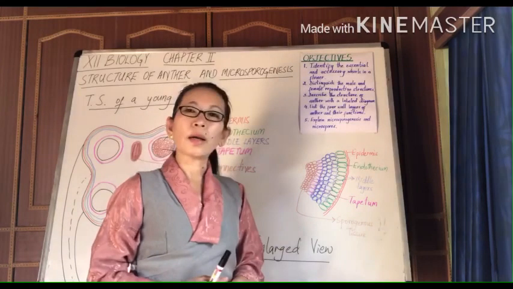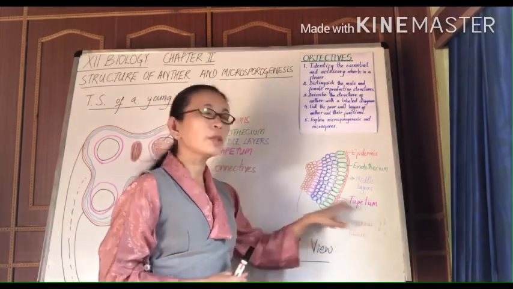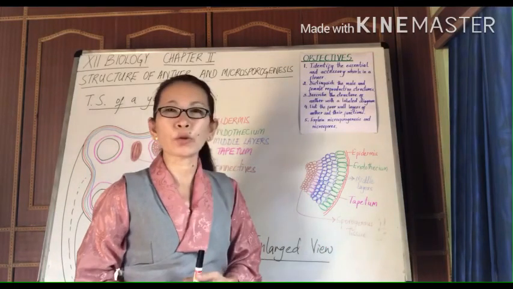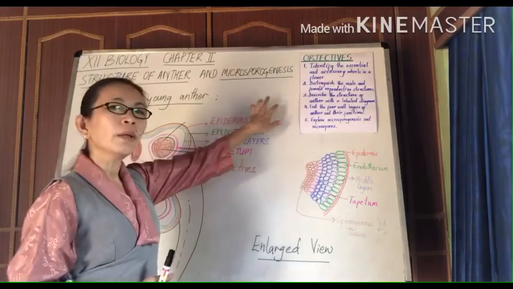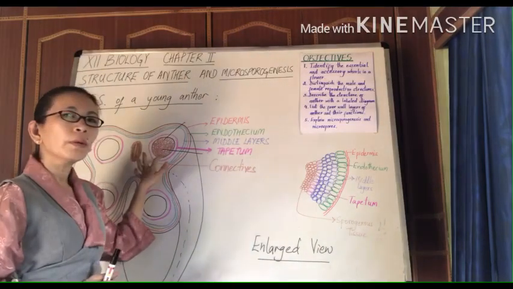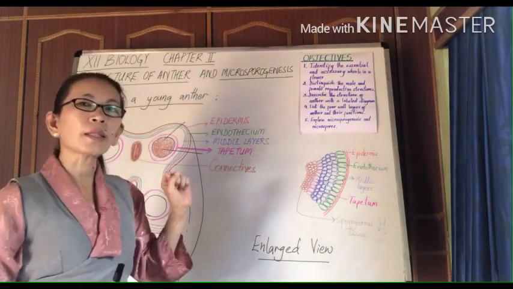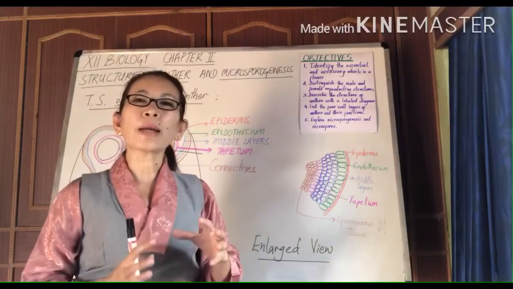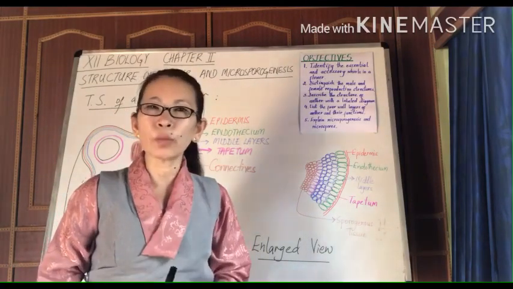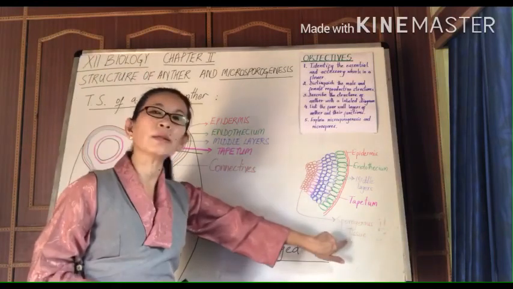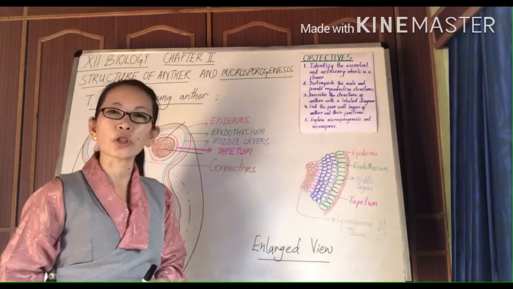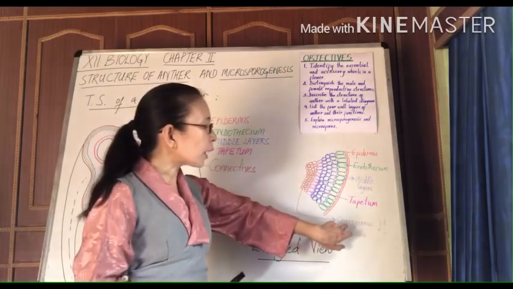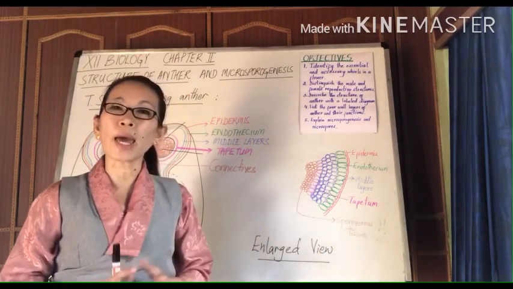That is to say, these layers have a direct contact with the microsporangia, right? And in a young anther, the microsporangia consist of compactly arranged homogeneous cells which are known as sporogenous tissue. So I've shown the sporogenous tissue here in brown coloration. These are the sporogenous tissue in a young anther.